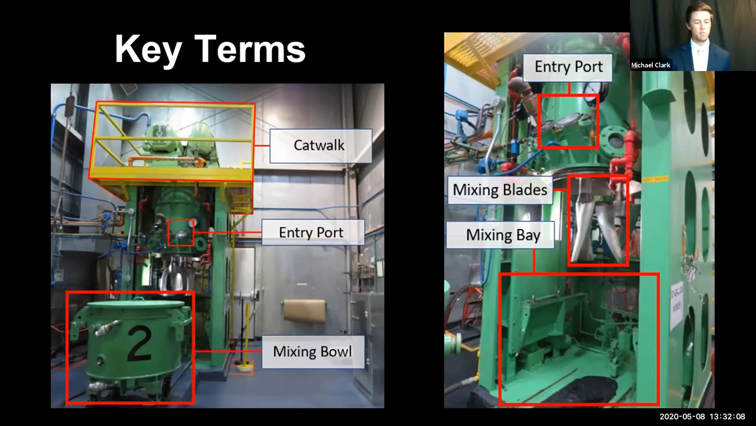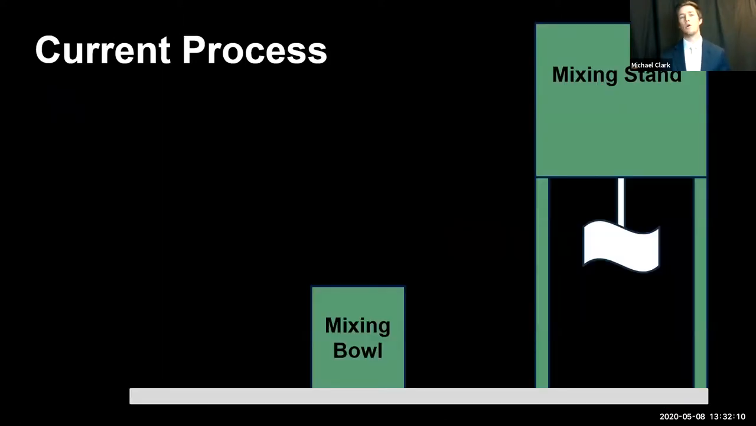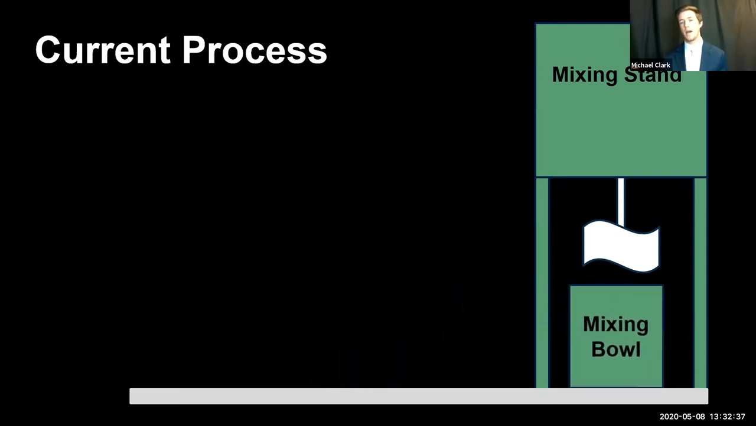So we're going to go ahead and move into the current process, what is going on right now. At the start of the day, the workers will put a liquid component into that mixing bowl. And then before anything happens, they have to leave the mixing building before any of that mixing process occurs due to explosion risks. So the workers have to leave that building and go to a bunker offsite that's safe in case of an explosion.